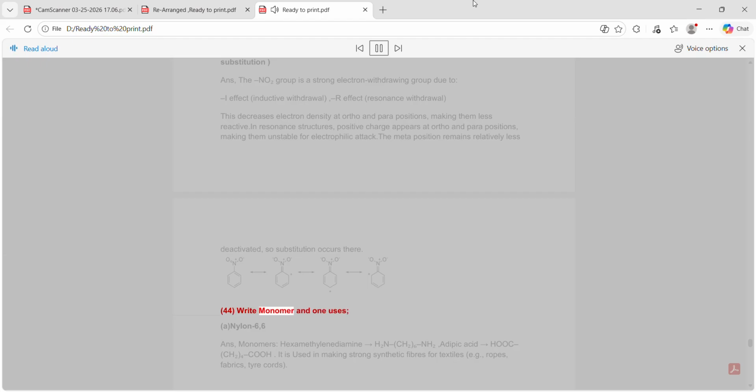44. Write the monomer and one use of nylon 6,6. Answer: The monomers are hexamethylenediamine, H2N(CH2)6NH2, and adipic acid, HOOC(CH2)4COOH. It is used in making strong synthetic fibers for textiles, e.g., ropes, fabrics, tire cords.